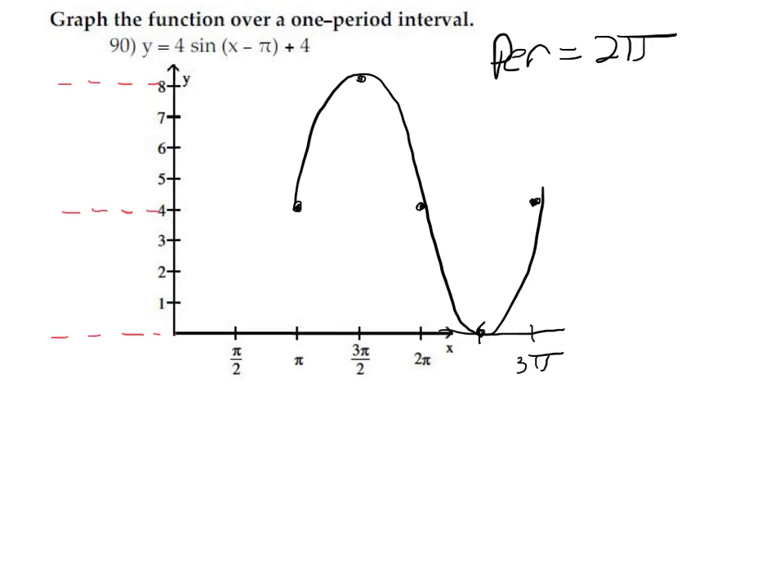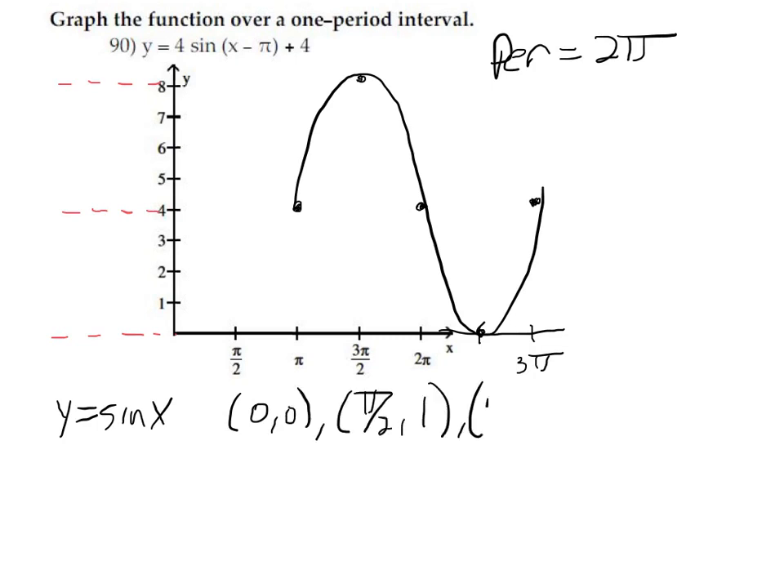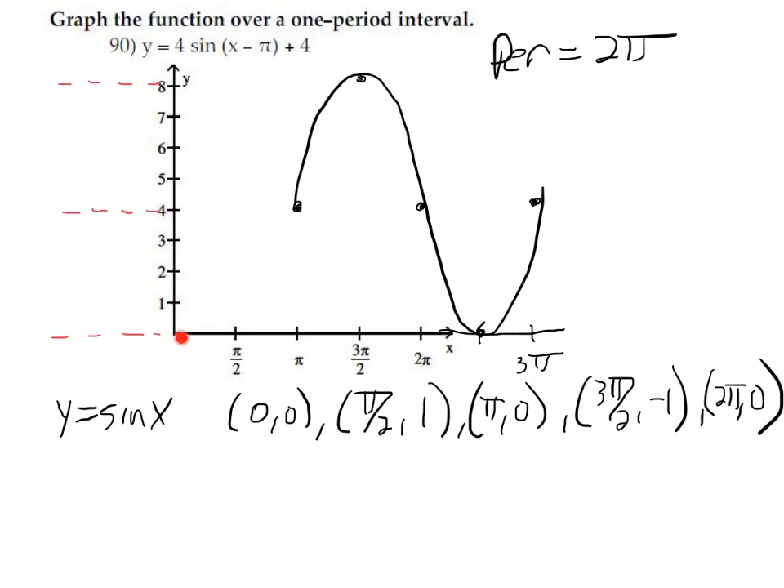There is another approach using the 5 key points that I would like to cover next. First off, you need to know the key points of the regular sine. So for y equals sine x, the key points would be 0, 0, pi halves 1, pi 0, 3 pi halves negative 1, and 2 pi 0. So that's the regular look to a sine.